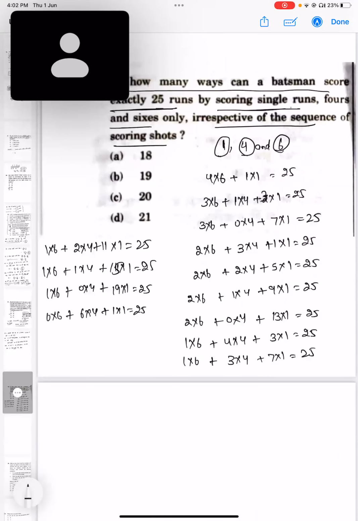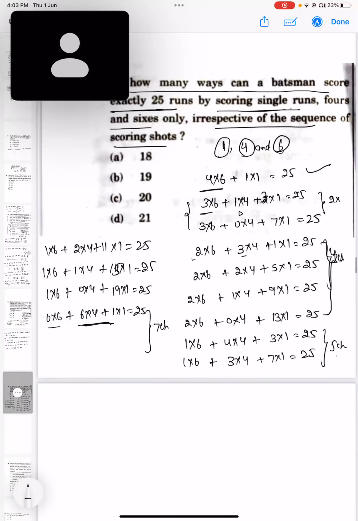But you don't need to do all these things. You just need to see 4 sixes, only one choice. 3 sixes, and 1 four, so 2 choices. 2 sixes starting with 3 fours, so 3 choices, because you just have to reduce the number of fours: 3, 2, 1, 0. 4 choices. Then 1 six starting with 4 fours, so basically 5 choices. Then 0 sixes starting with 6 fours, so basically 7 choices. So 7 plus 5, 12, plus 4, 16, plus 2, 18, plus 1, 19. So 19 is the correct answer.